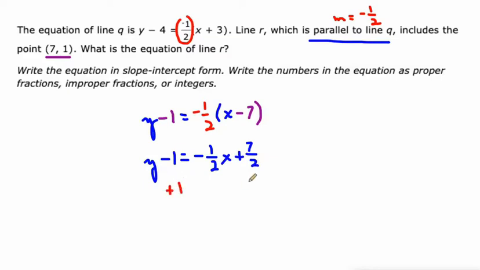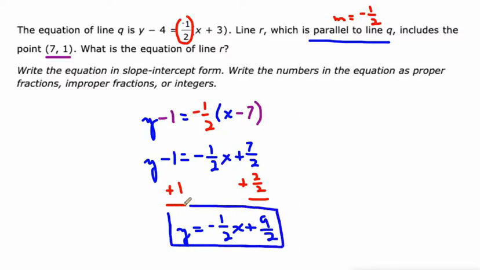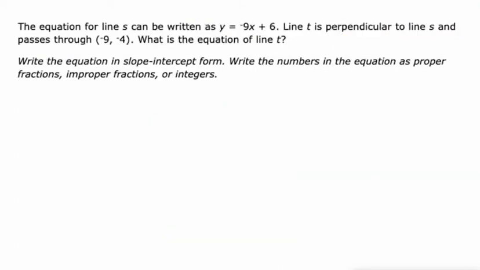I'm going to show just a little bit of work here. I'm going to add 1 to both sides. Adding 1 here, adding 2 halves here, which is also 1. So that'll give me y equals negative 1/2 x plus 9 halves. And there's the equation of line R in slope-intercept form. Yes, you have to use fractions for IXL.